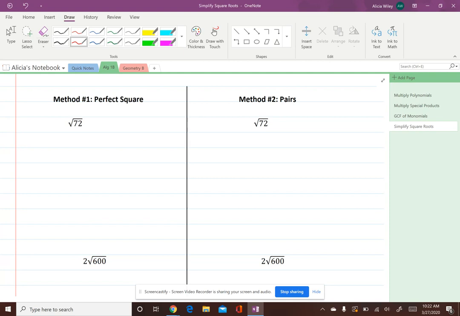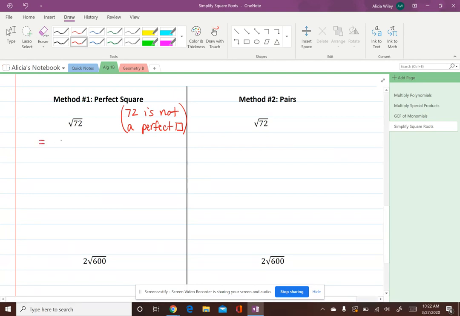72 is not a perfect square, okay? So this is dealing with taking the square root of a non-perfect square. So we have to keep that in mind for this problem here. One thing that you can start to think about are the factors of 72, right? If you break 72 down, can you think of any perfect squares that go into 72?